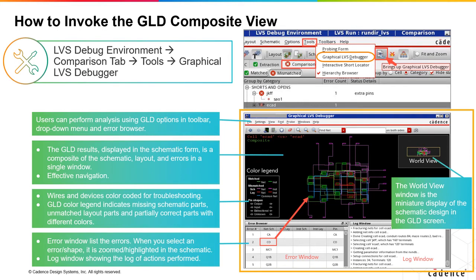The GLD Error Browser and Log window can be invoked from the Windows menu. The Error Browser lists all the errors in the tabular form. The selected error is zoomed and highlighted in the GLD screen. The Log window shows the log of actions performed.